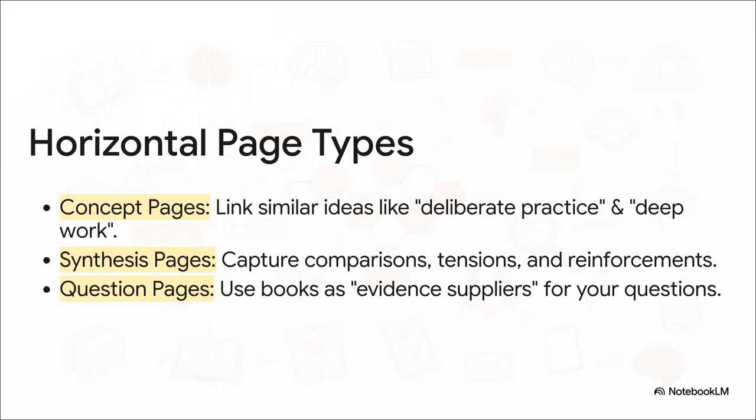Well, the system creates three really powerful types. First up, you've got concept pages. These automatically link similar ideas from totally different books. Think deliberate practice from one book connecting to deep work in another. Then there are synthesis pages. These are even cooler. They highlight where different authors agree, disagree, or build on each other's ideas. And finally, my favorite, question pages, which let you use your entire library like a team of expert consultants to help you answer your most important questions.